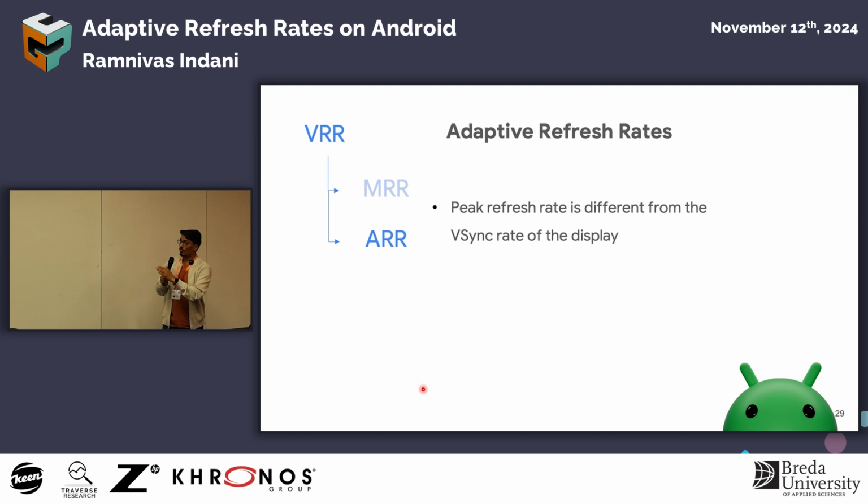So what majorly differentiates MRR and ARR? One point is that peak refresh rate is different from the display VSync rate. That was not the case with MRR. In multiple refresh rates, we have a mode. Once we switch into it, VSync rate, peak refresh rate, everything is the same. So if we are at 120, it's always 120. But over here, the peak refresh rate that is achievable is different from the VSync rate. Display might be at 480, but if it says it can only do 120, software has to understand that it cannot cross those boundaries.